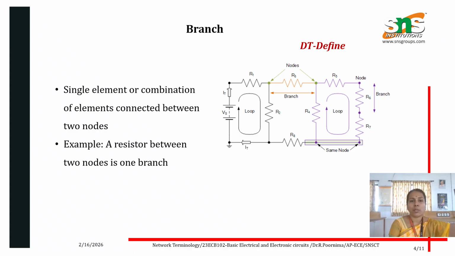So what is meant by branch? So the branch is the single element or combination of elements between two nodes. So in this diagram, resistance R1, R2, R3, R4, R5 up to R7 are connected as branches. So the resistor in between two nodes is one branch.